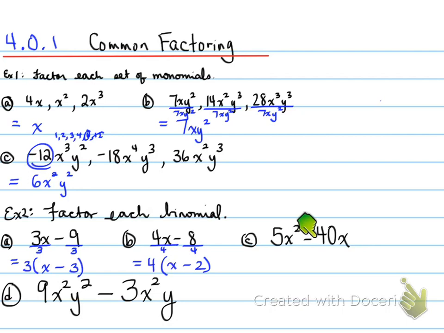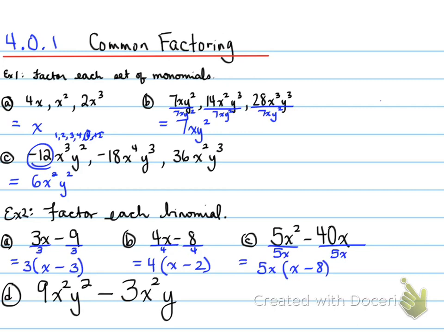Next one, what can I take out of here? Well, all this I can take out a 5 for sure. And what else? Well, I can take out x. So what do I have here? 5x squared over 5x means that I will be left with 5x on the outside. And on the inside, I'm going to be left with x minus 8. And that'll be the inside.